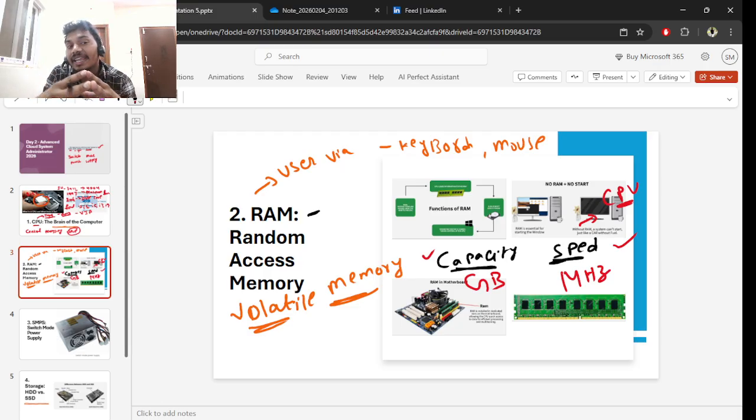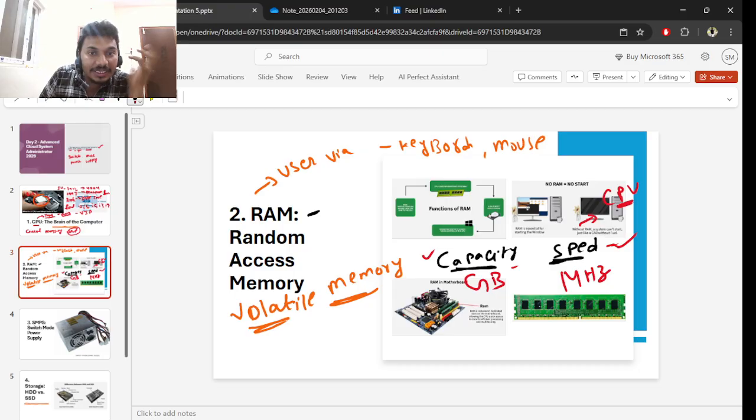I will once again explain this capacity versus speed. We measure the RAM capacity in gigabytes and its speed in megahertz. Capacity determines how many applications you can open or run at once, while speed determines how quickly instructions are sent to the CPU.